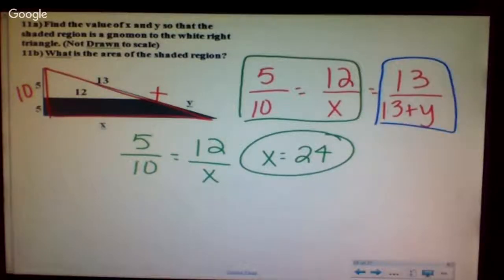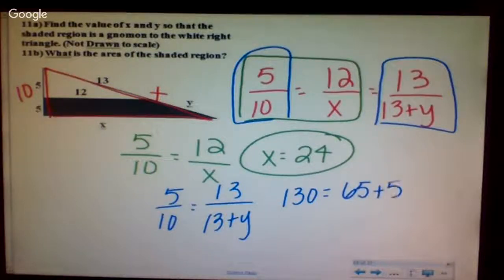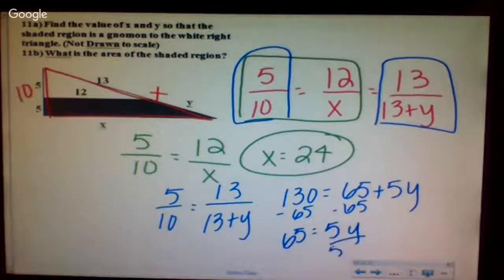And again, this one, go back and pair it with the one that has no variable. So 5 over 10 equals 13 over 13 plus y. So it's 130 equals 65 plus 5y. Subtract your 65 from both sides, 65 equals 5y, divide by 5. And you said y is 13? Yep.